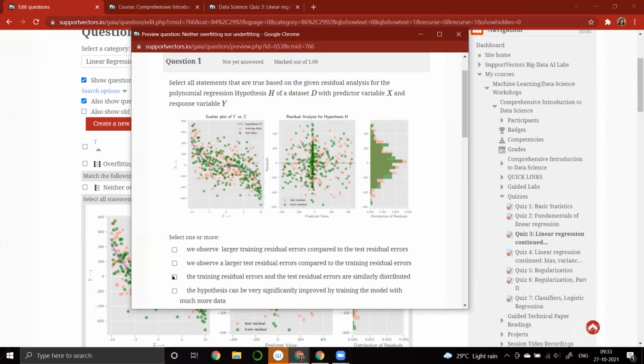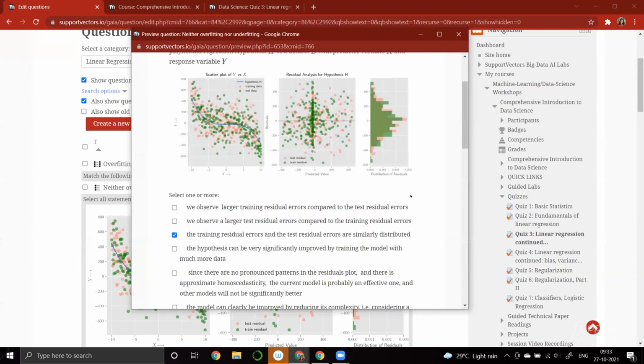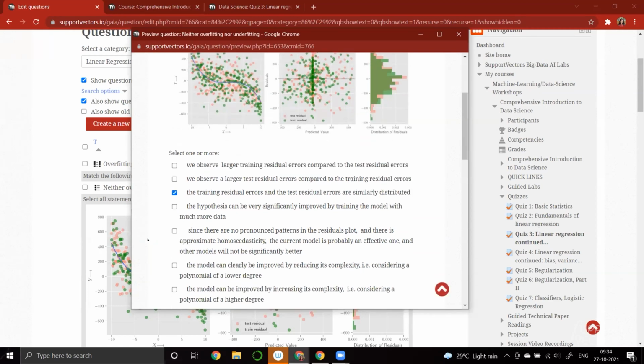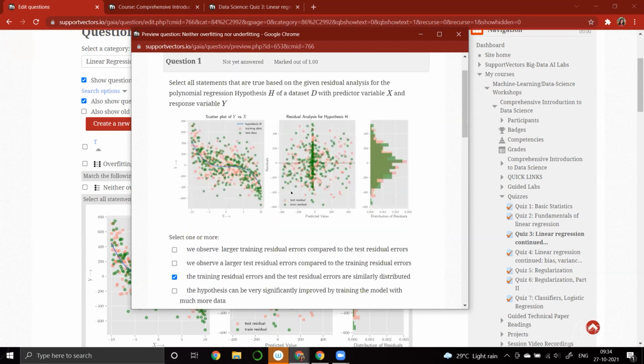Yes, true. You can see the distribution here, even on the distribution of the residuals, right? You can see the overlap is almost the same. There is little difference, that's it. The hypothesis can be very significantly improved by training the model with much more data. Not really. We can see the distribution is good, and we can even see this model is pretty well fit. Since there are no pronounced patterns in the residual plot and there is approximate homoscedasticity, the current model is probably an effective one, and other models will not be significantly better. The second graph shows us homoscedasticity and there is no significant pattern. That's why that statement is true.